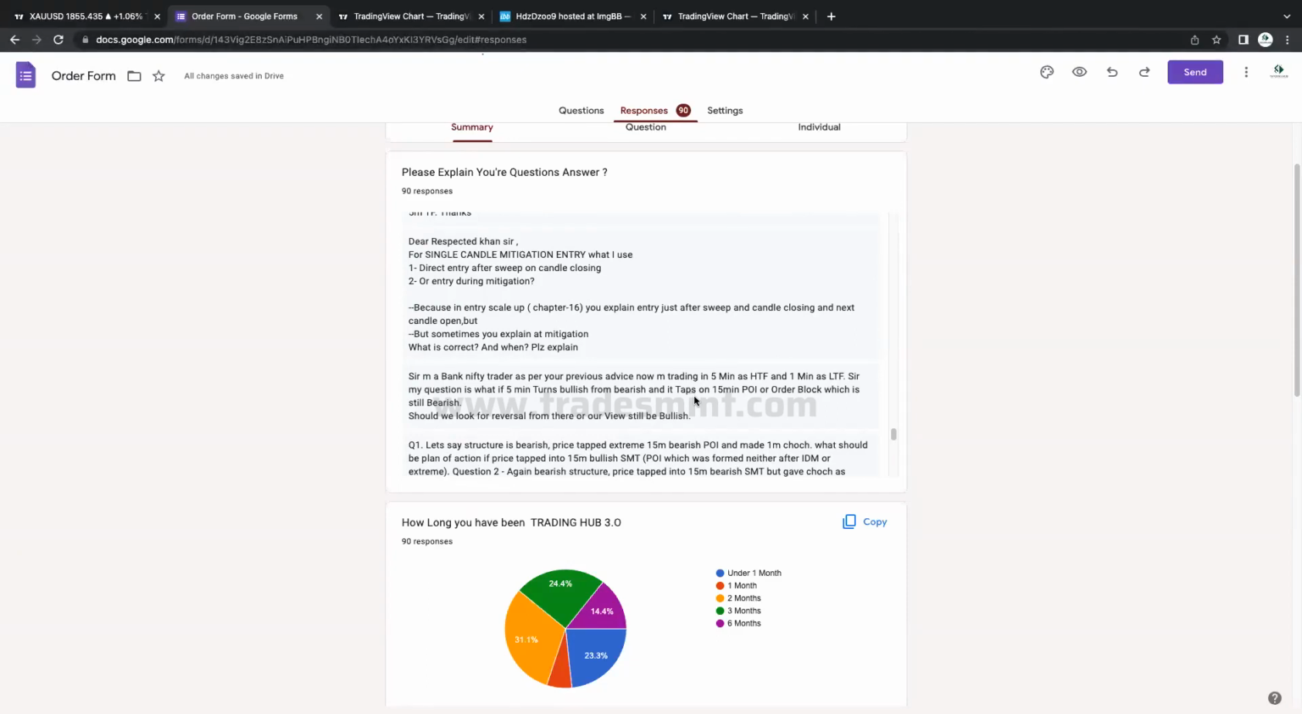The next question: in the entry scale up chapter section, you explained just sweep the entry, close and expand, but sometimes the explanation is a mitigation. What is correct and when? Please explain entry scale.